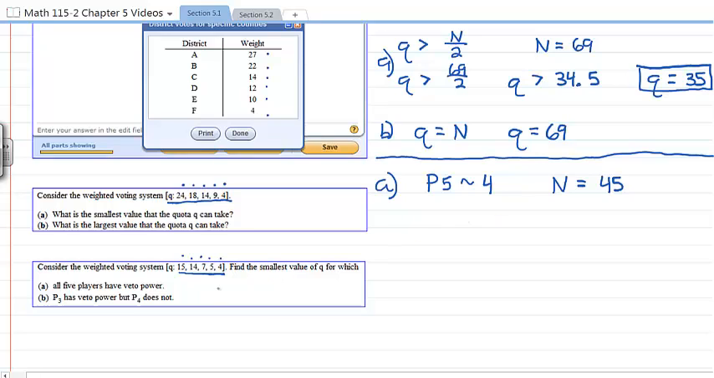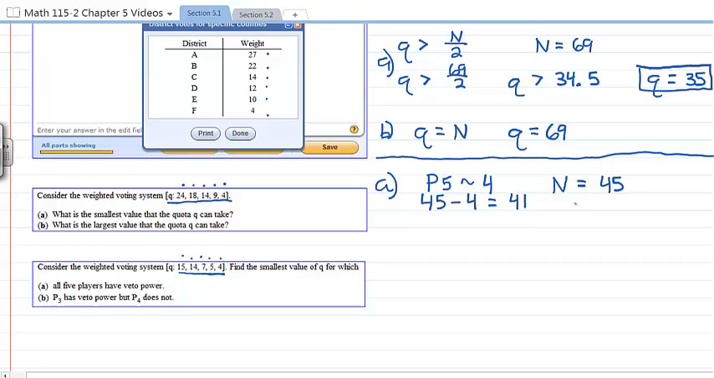The simplest way I know of to find veto power is just to subtract. So 45 minus the number of votes that player 5 has is 41. Now you notice what happens here. If you set the quota at 41, P5 does not have a veto, because the other 4 players, P1 through P4, added up, have 41 votes. So they could pass a motion even if P5 opposed it. P5 does not have veto power.